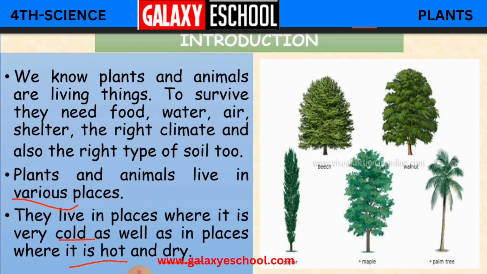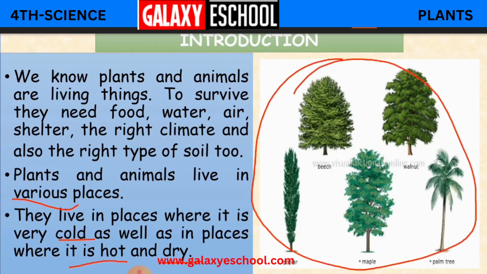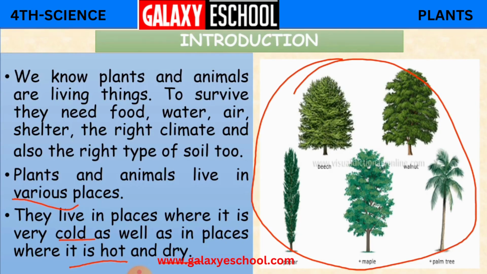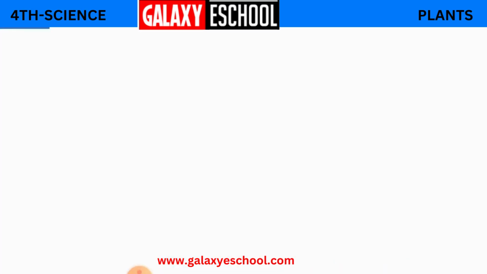Even if you see in the diagram here children, you have got different type of plants here, no? These plants grow in different type of areas, so we'll learn how it is. Clear children?